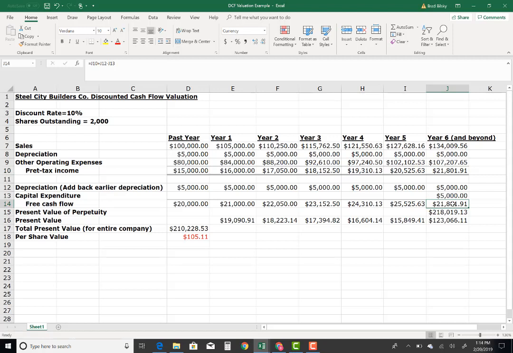And what this is saying is we think in year 1, we're going to have 21,000 in free cash flow, 22,050 in year 2. Notice by year 6, it's 21,801. We assume that's what our cash flow is going to be into perpetuity. So I'm figuring year 7, 8, 9, all those years we're making 21,800 in free cash flow.